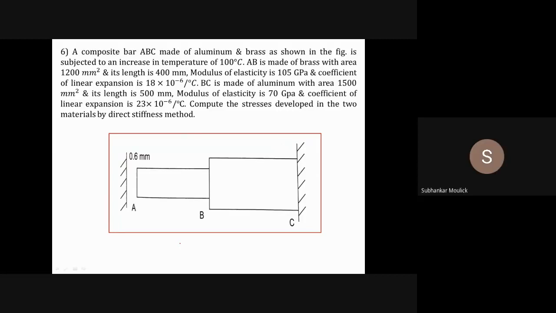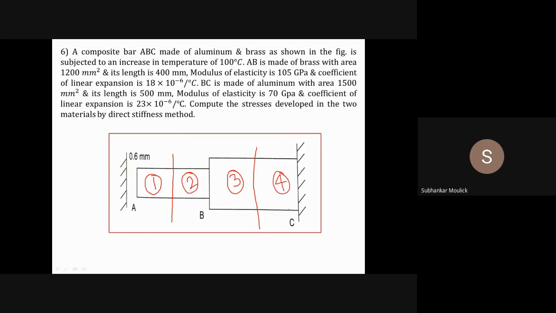Yes, sir. Okay. So again you see, in this problem nowhere has it been told to you into how many elements you have to divide the problem. If nothing has been told, that means I have the freedom. So let us divide the entire problem into four finite elements. Since AB is one material and BC is another material, we can divide AB into two elements, element number 1 and element number 2, and we can divide BC again into two elements. Then this will be element number 3 and this will be element number 4.